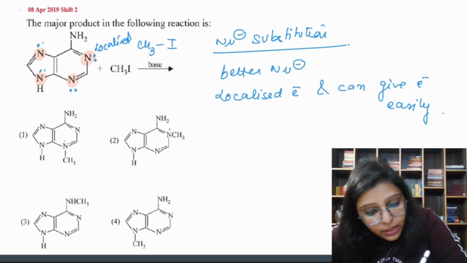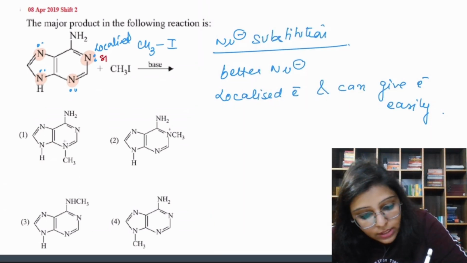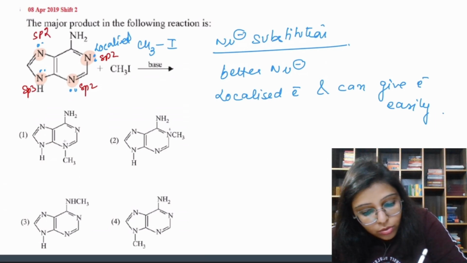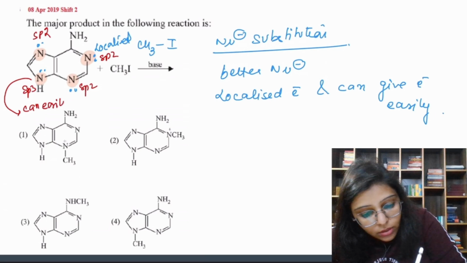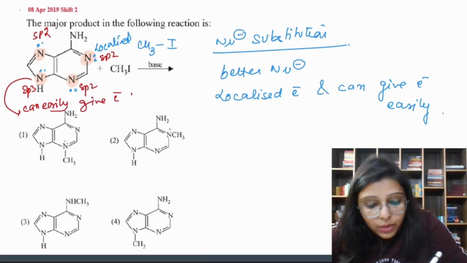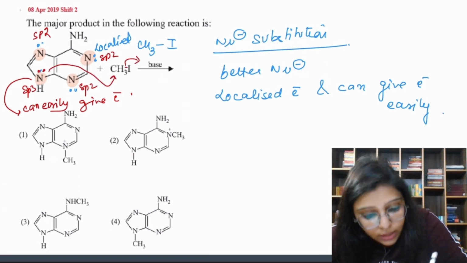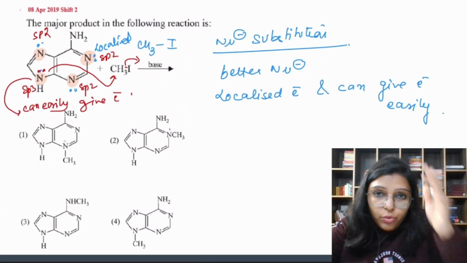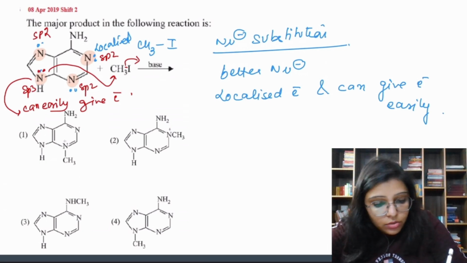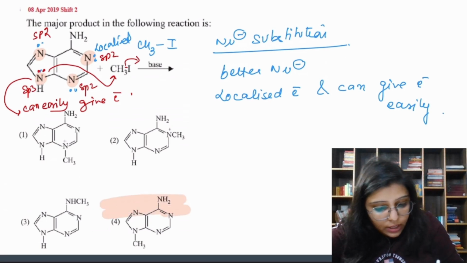Does not participate in hydrogen bonding. Does not participate in resonance. So this is sp2, this is sp2, this is sp3, and this is sp2. So this can easily give electrons, right? Can easily give electrons. So what happened? This nitrogen's lone pair attacks the CH3 and iodine is removed. We are going to remove iodine, right? So we are going to get option 4 as the correct answer.